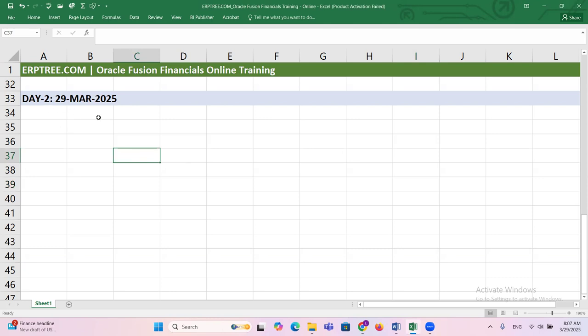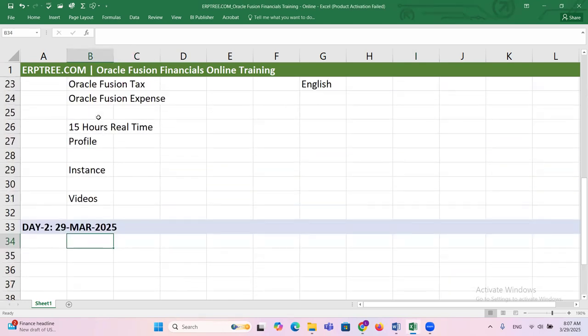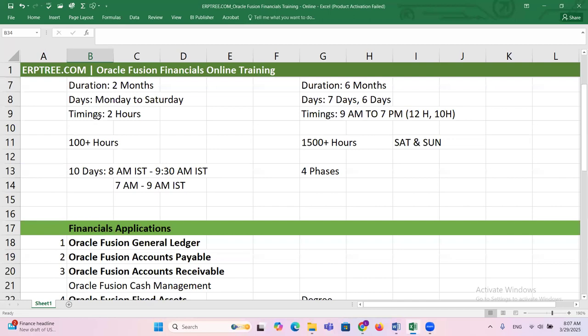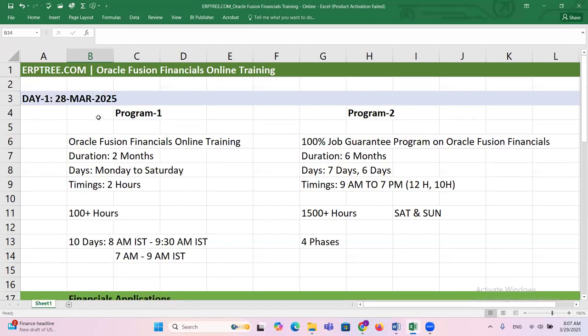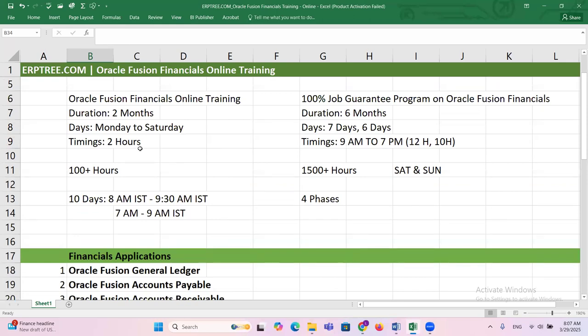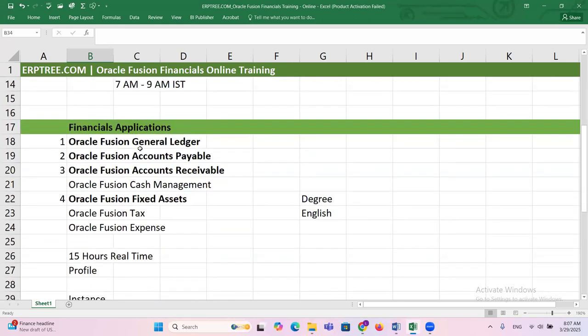So we are in day 2. In the last session, we discussed the programs which we are offering, the timings, the duration, and primarily what applications we are going to learn from program 1, which is an online program. We touched base on a few relevant points.